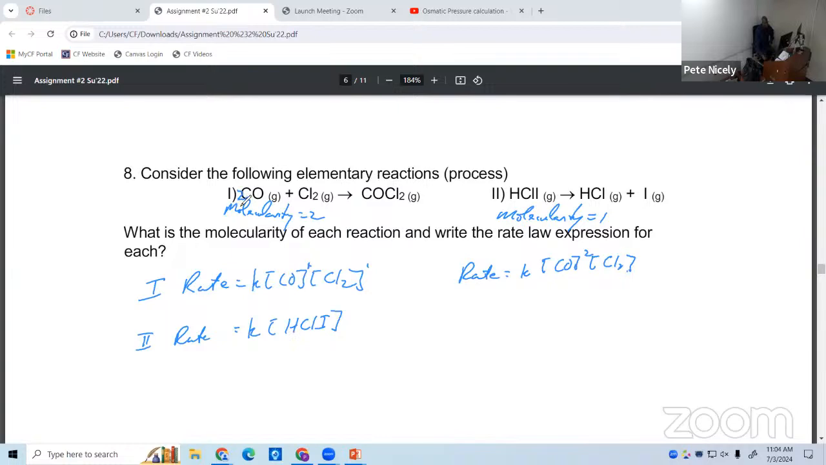So basically, it goes according to the coefficient in the stoichiometry of the equation. And please note that this is only true for elementary steps in a mechanism. This would not be true for the overall reaction. I think I said so on the first day: for the overall reaction, you cannot tell what the orders are based on the balanced equation. But for the elementary steps, like the ones that we have here, you use the coefficients in establishing the rate law, not for the overall equation. All right? Okay, so that's number 8.